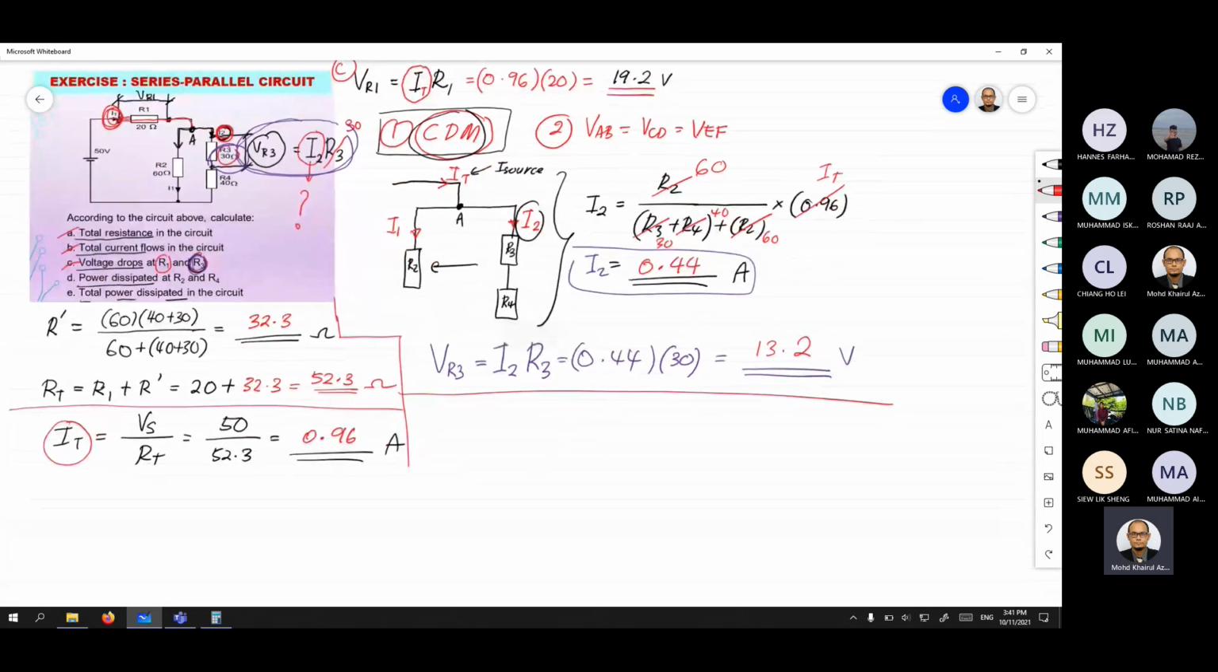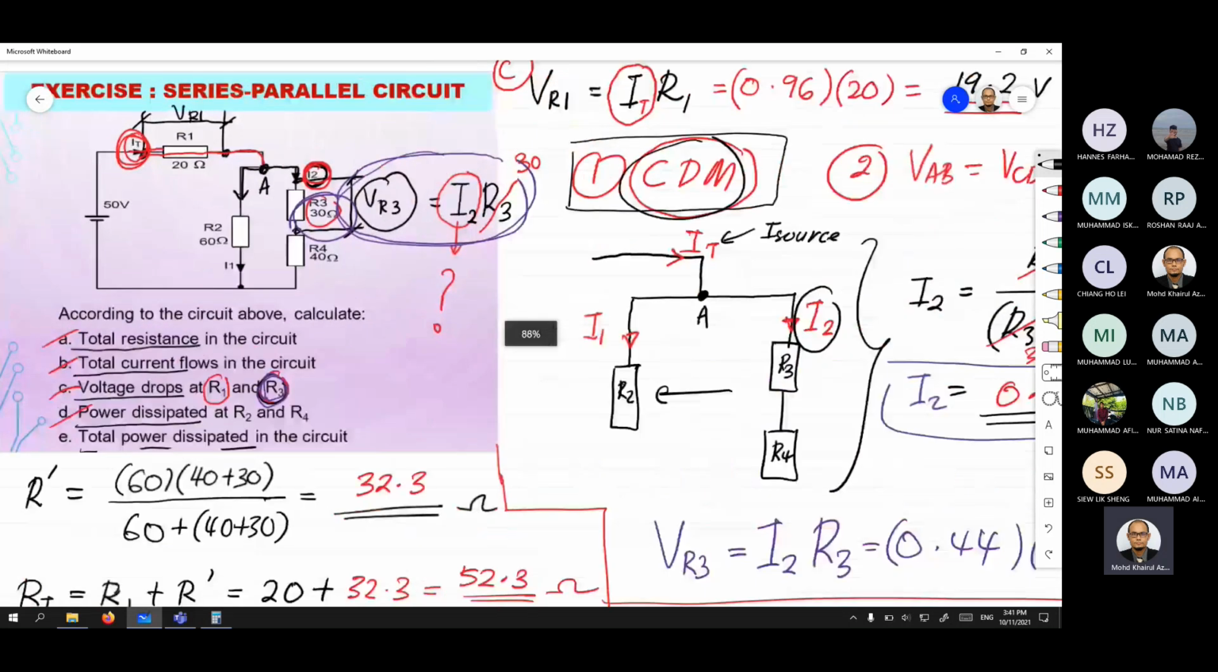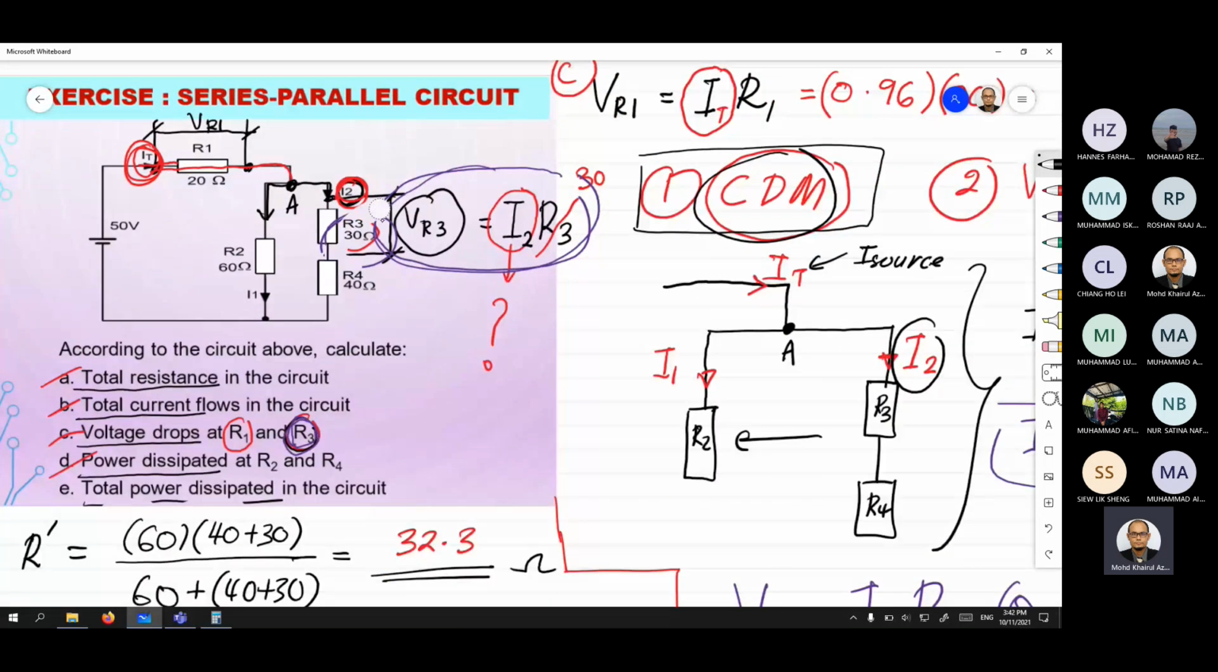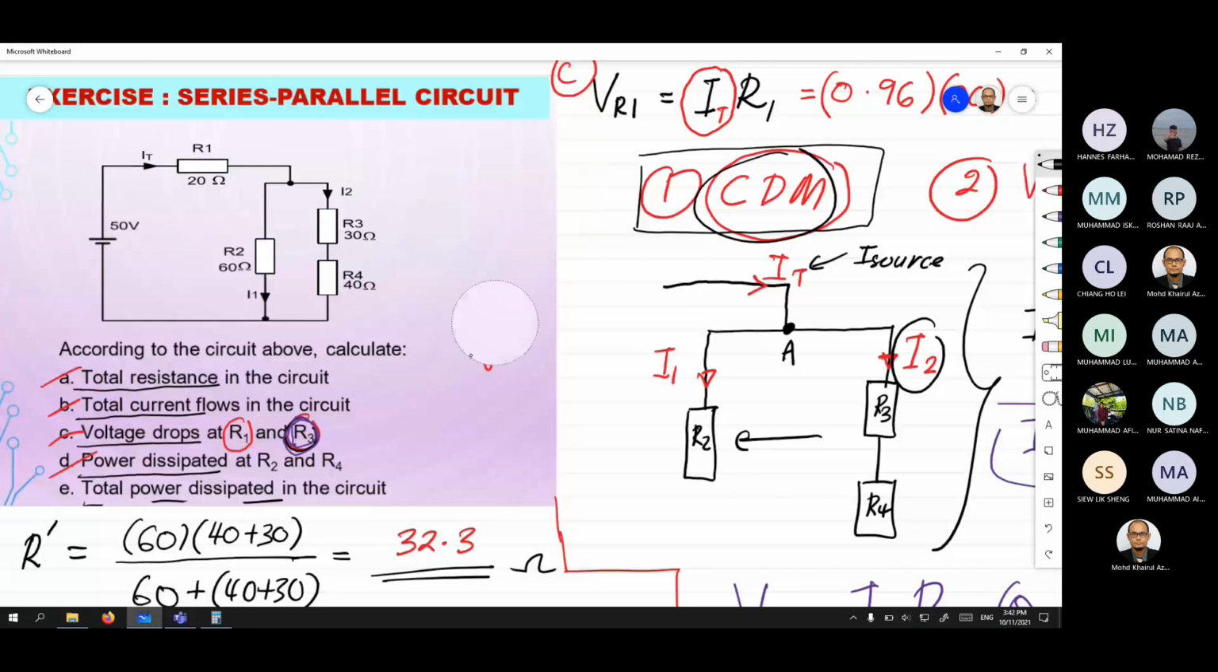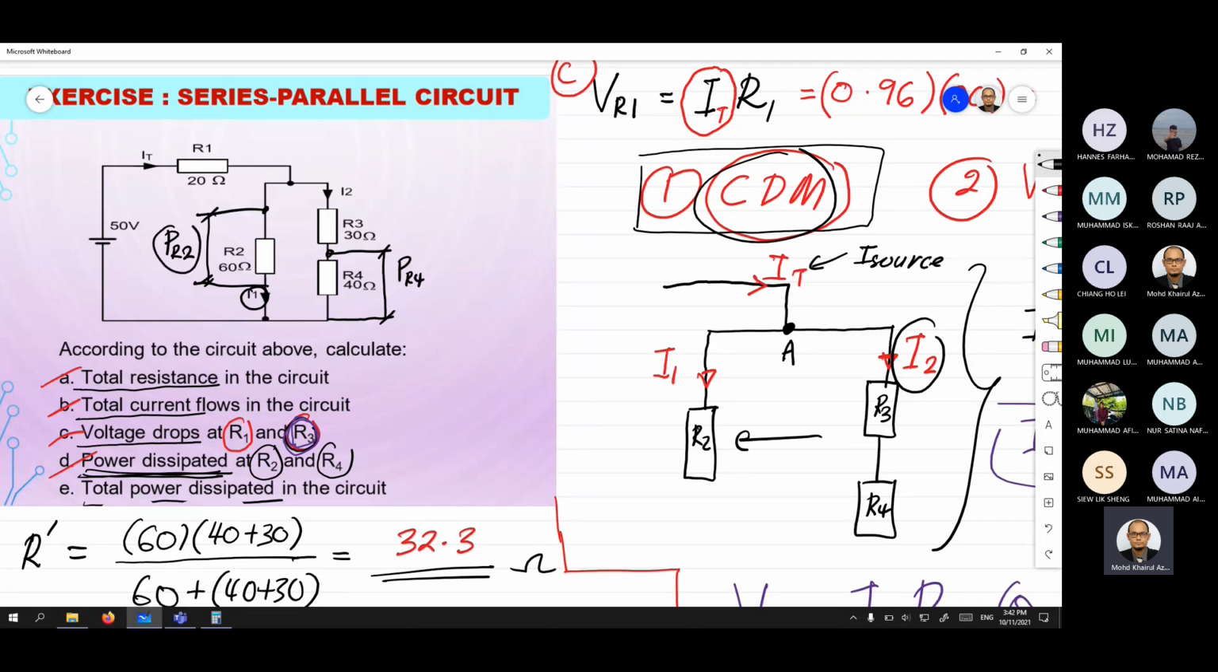Okay, and then kita nak mencari number 4, D, which is the question asking you to find power dissipation. Tengok gambar ni. Power dissipation at R2 and R4. Dekat sini, ni ada I1. PR2, dan power dissipation dekat situ. And then dia suruh cari power dissipation dekat R4, PR4. Alright, so you kena cari dua-dua ni lah.